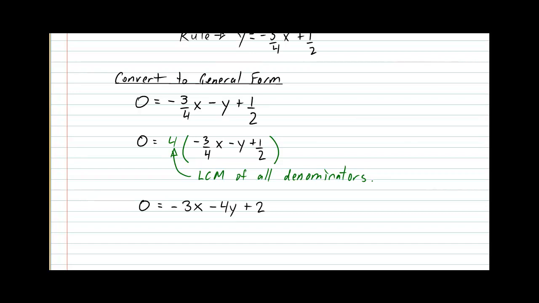Please note that for the lowest common multiple, someone may have decided to multiply the entire equation by a negative 4 instead of positive 4. That is actually perfectly acceptable, and that person would end up with the following result. 0 is equal to 3x plus 4y minus 2. Both answers are perfectly acceptable. And this, ladies and gentlemen, is how we find the rule of a straight line in general form.